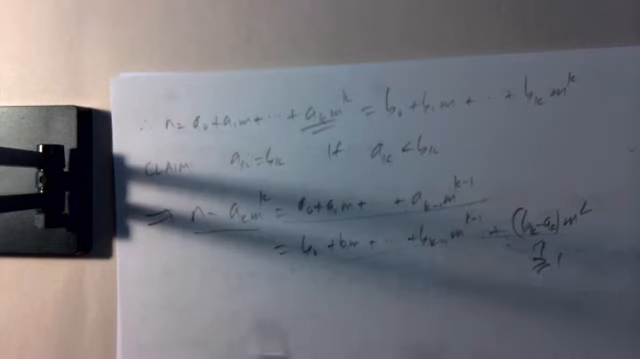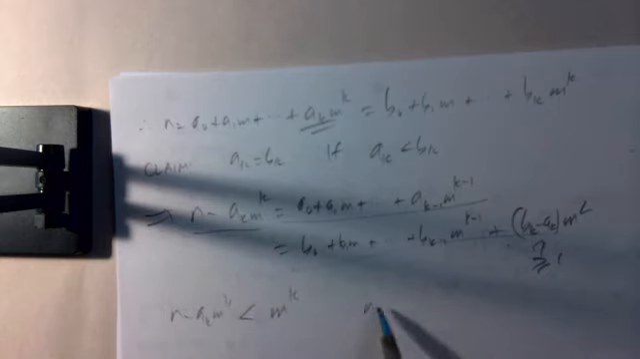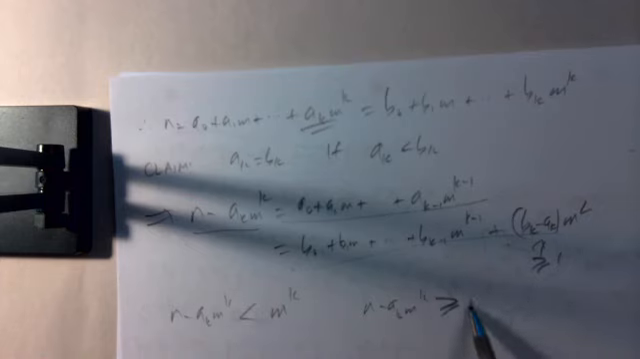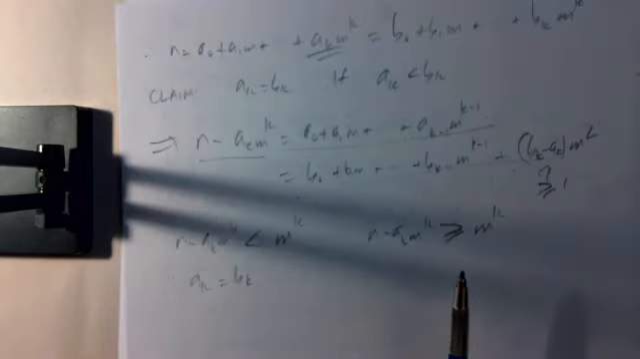But this number is less than M to the K, and this number is greater than or equal to M to the K. And you can't have a number less than itself. So A_K equals B_K.